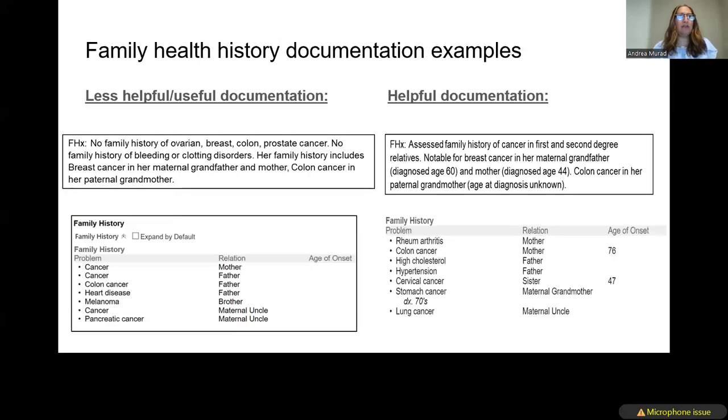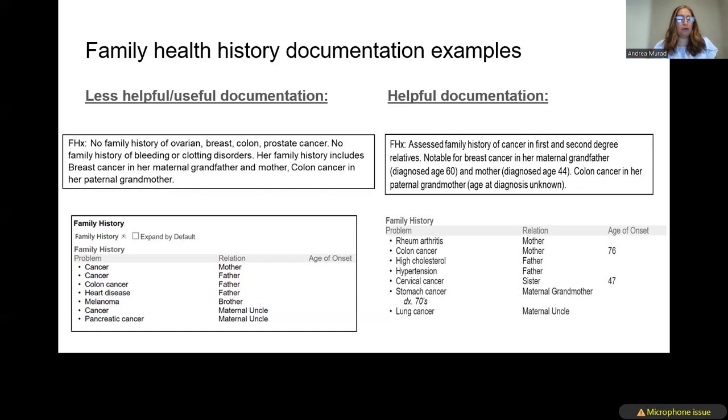On this slide, I have a few examples that are actually from patients' charts and my chart of some less helpful or useful documentation that we've seen in the chart, with more helpful examples. So if you look on the left side, that's where you see the less helpful documentation examples, with the most helpful ones on the right side. And looking at the top on both of these sides, the one on the left in the box is a little bit confusing. So the first sentence here states, no family history of ovarian, breast, colon, prostate cancer.